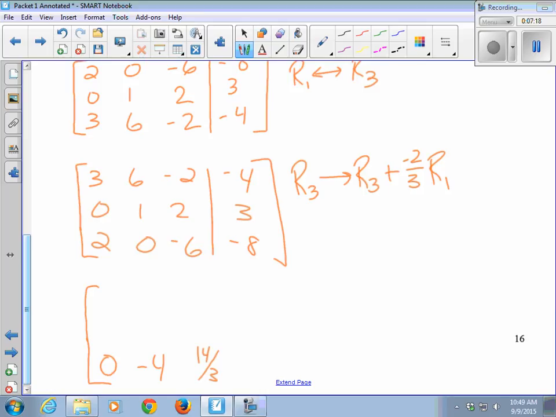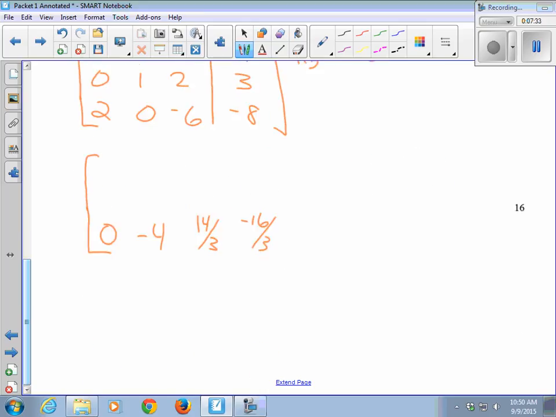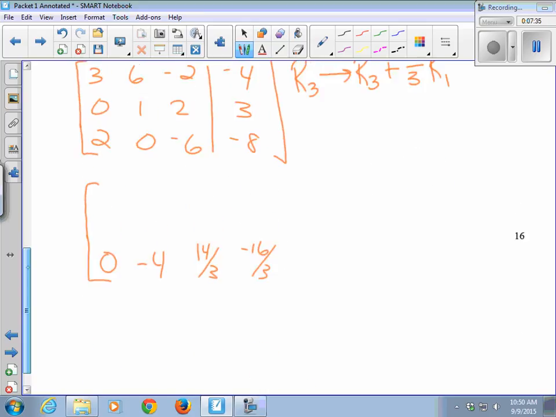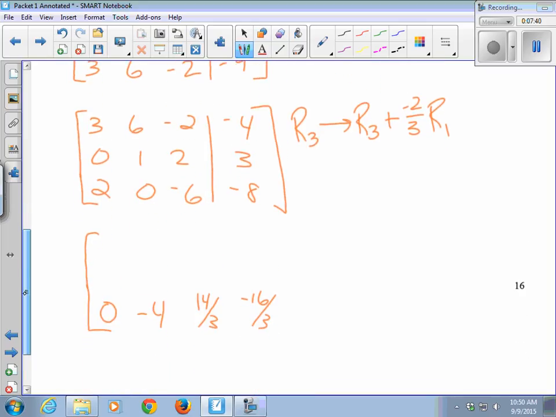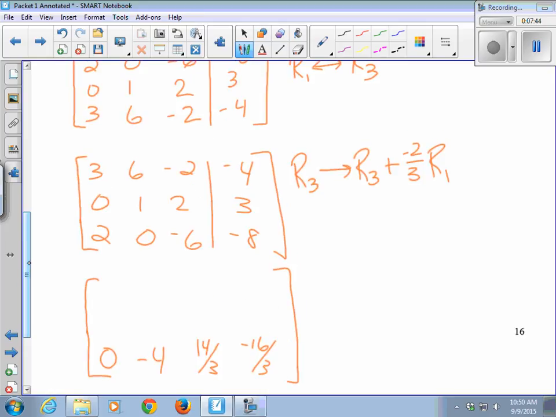Negative 2/3 times negative 4 is 8/3. 8/3 plus negative 24/3 would be negative 16/3. Oh, I hate these fractions. I wish Cooper hadn't made me switch those rows. Okay, so all I changed was row 3. The other 2 rows are going to stay the same. 3, 6, negative 2, negative 4, and 0, 1, 2, 3.